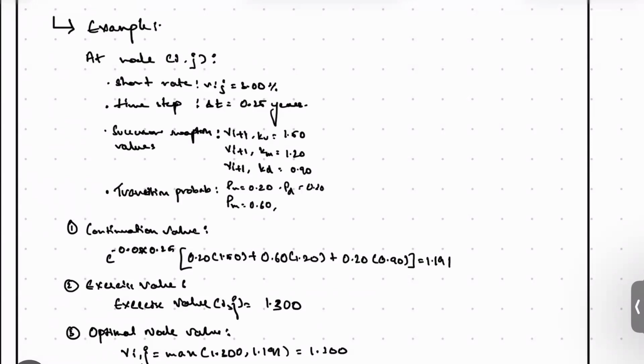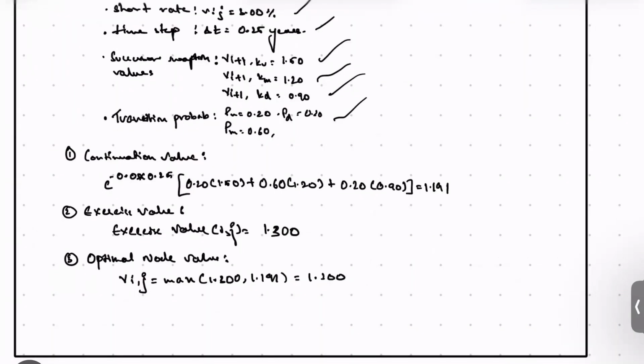The parameters are as follows. The short rate at node (i, j) is equal to 3%, and the time step is equal to 0.25 years. And the successive values, also known as the swaption values at t(i+1), are equal to V(t(i+1), ku) = 1.50, V(t(i+1), km) = 1.20, and V(t(i+1), kd) = 0.90. The transition probabilities are Pu = 0.20, Pd = 0.20, and Pm = 0.60.